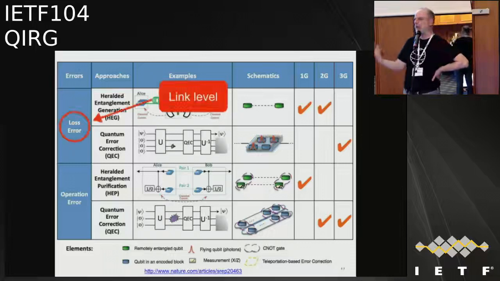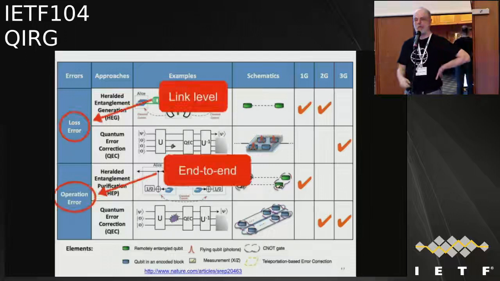So the loss error obviously operates at the link layer, and the operational errors we have to deal with at the end-to-end layer. There's a whole bunch of stuff that has to be done. You can't deal with this simply hop by hop, and we'll explain how that is as we go.